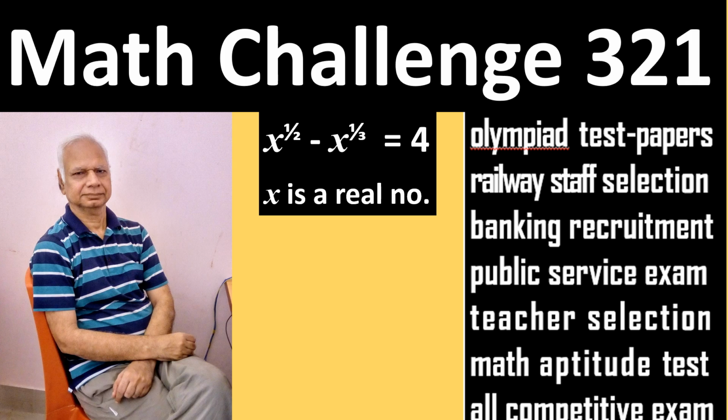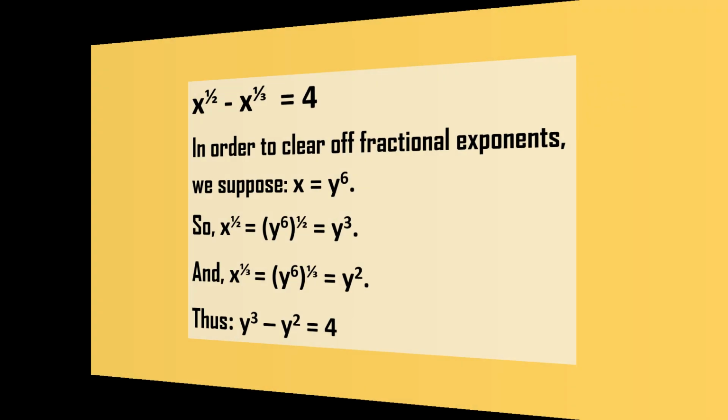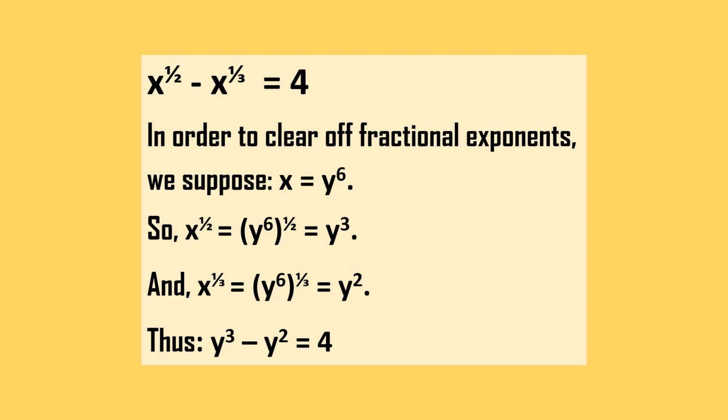So here we go. The first thing is to clear off the fractional exponents. The fractional exponents 1 by 2 and 1 by 3, and the LCM of 2 and 3 is 6. So we suppose x is equal to y power 6, then we will see that the fractional coefficients can be removed.